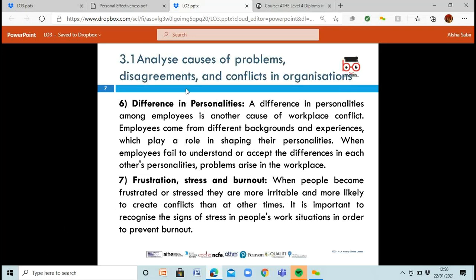So all of these things that we just looked at, the 7 different points, they are things that will actually cause disagreements, conflicts, issues within your workplace. So that's just telling us exactly what it is. So you're analysing the different things that cause problems.